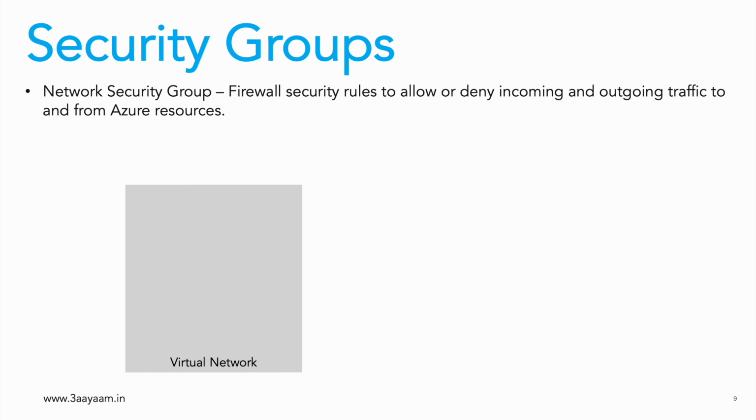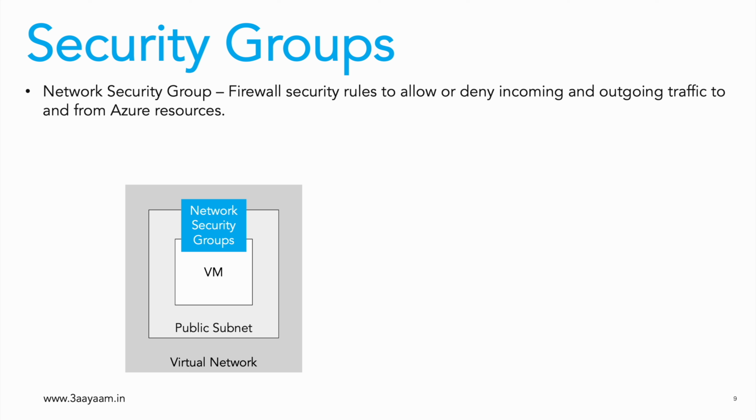Now, let's say you have the virtual network. We create the virtual network, and inside a virtual network, we create either a public subnet or a private subnet. Then we launch resources like virtual machines inside of these subnets. And a network security group is applied at the resource level or at the subnet level. So you can create a network security group and attach it to either a VM or to a subnet. As it is a firewall rule to allow or deny incoming and outgoing traffic, you can mention what traffic you want to allow and what traffic you want to deny to and from this public subnet or the Azure resource, in this case, which is a virtual machine.